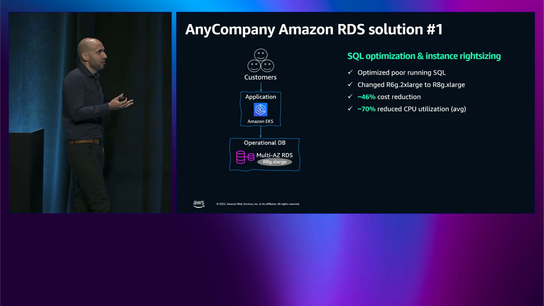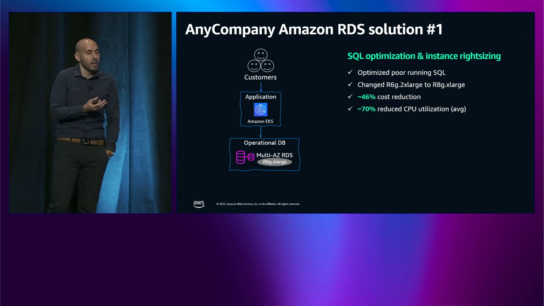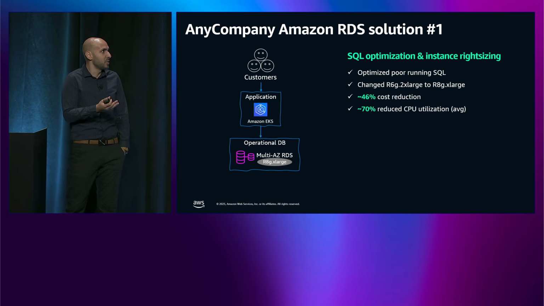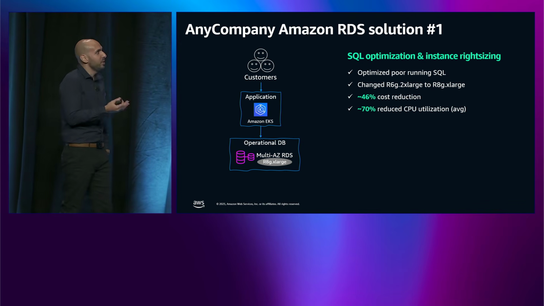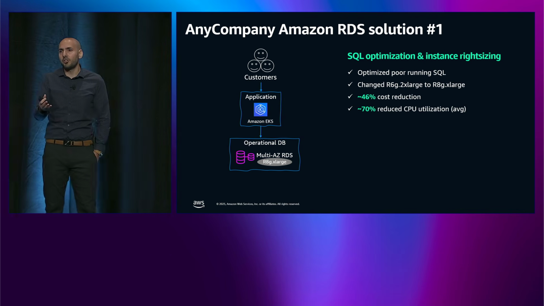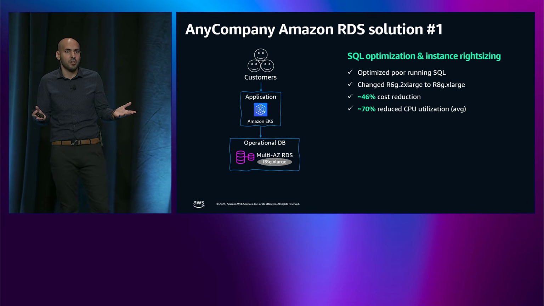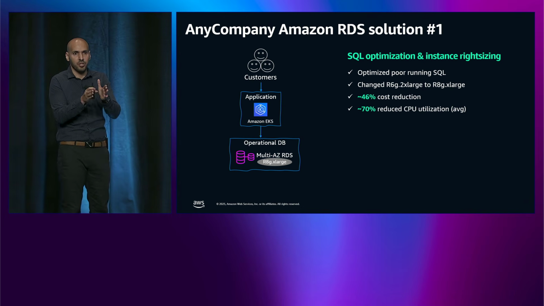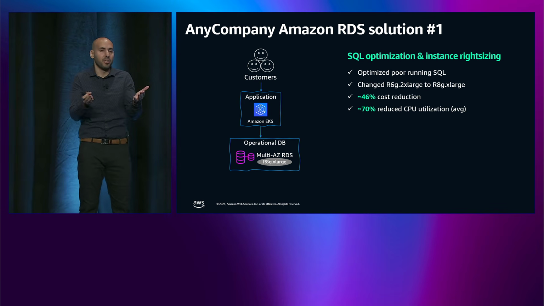And as a reminder, the first issue we had with this company is that we saw spikes to 100%, and we suffered from poorly running SQL. So what we did, we optimized this SQL. And following that optimization, now I don't need such a large instance. I can optimize cost. So instead of using 2 extra large instances, I moved to extra large. It has half of the vCPUs and half of the memory, but I don't need more than that.